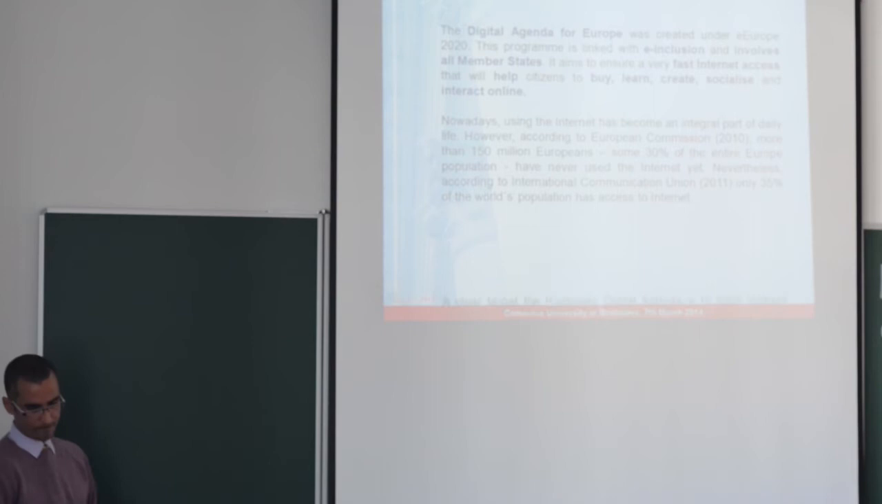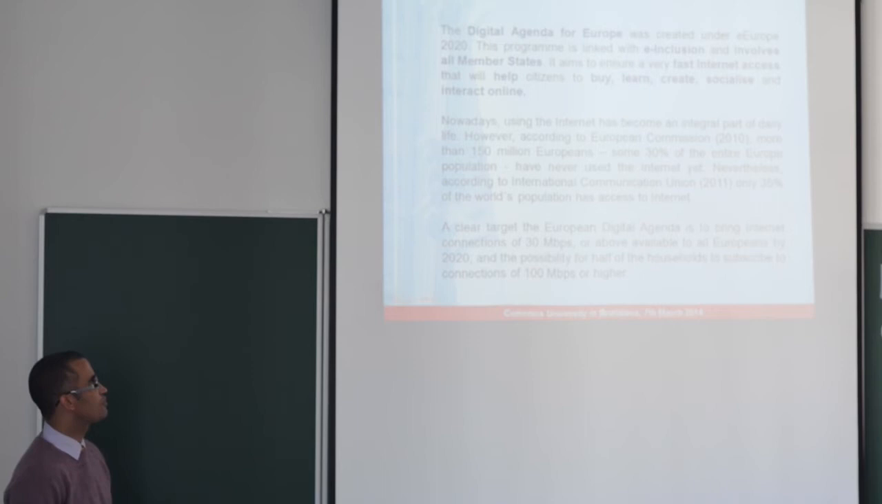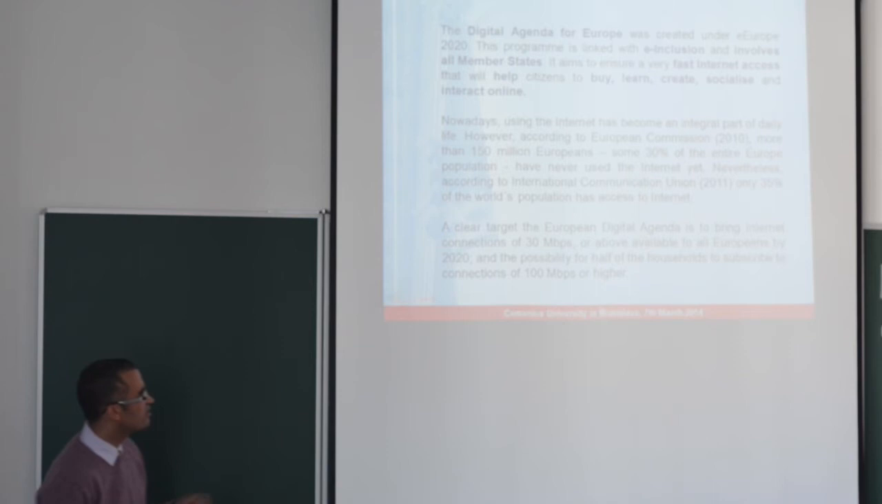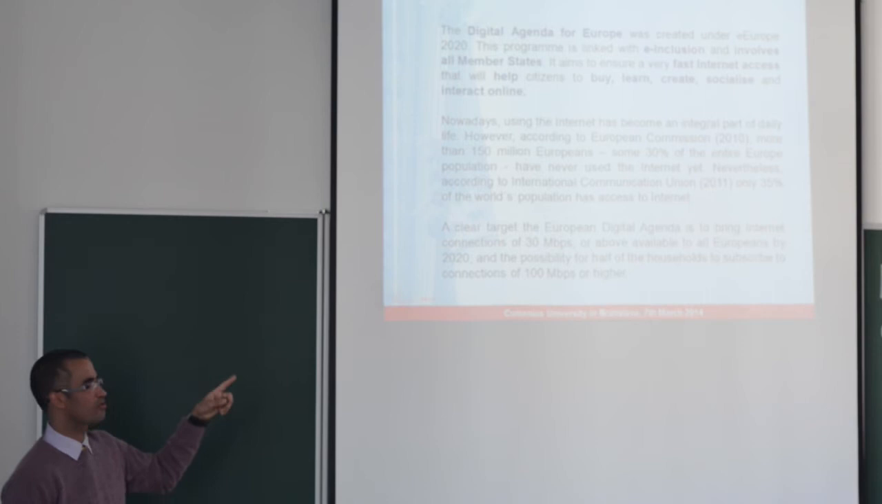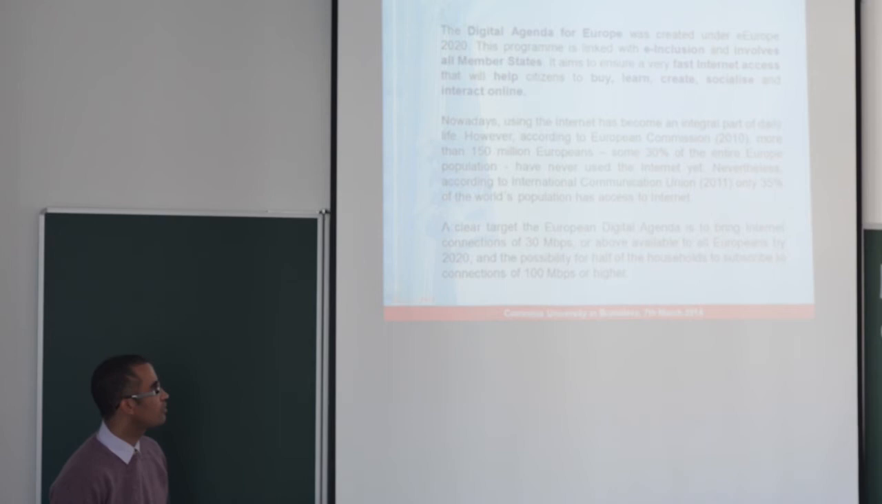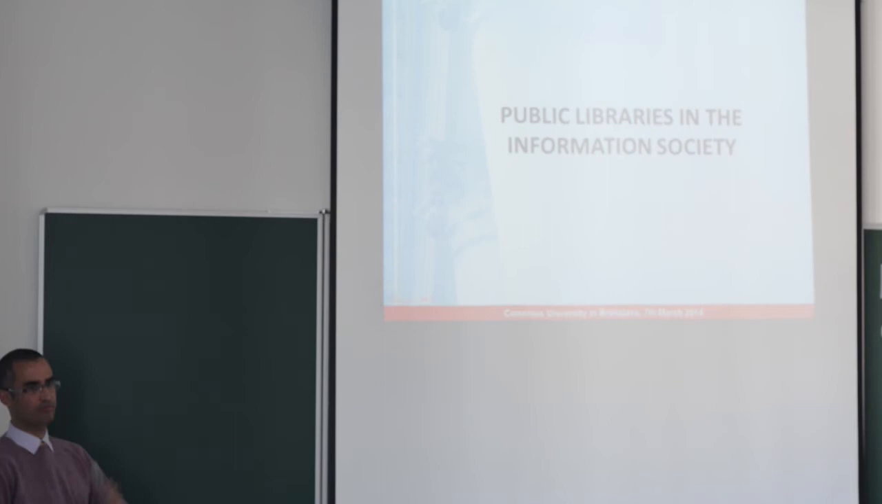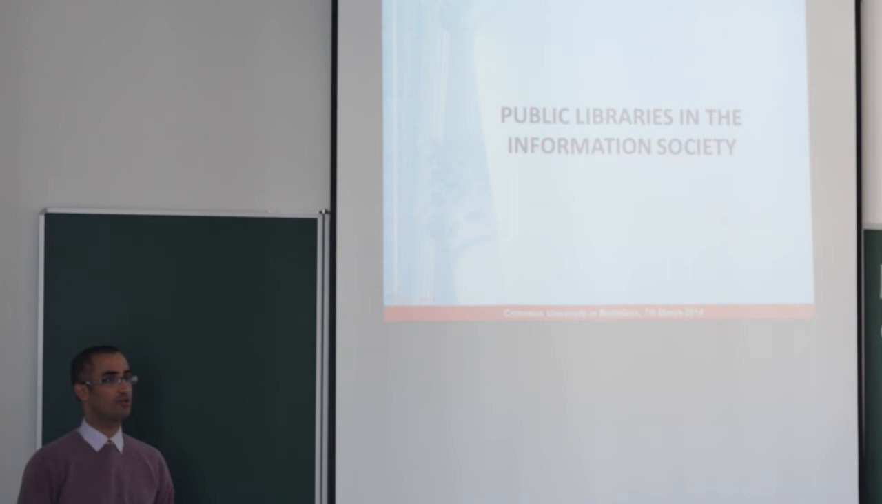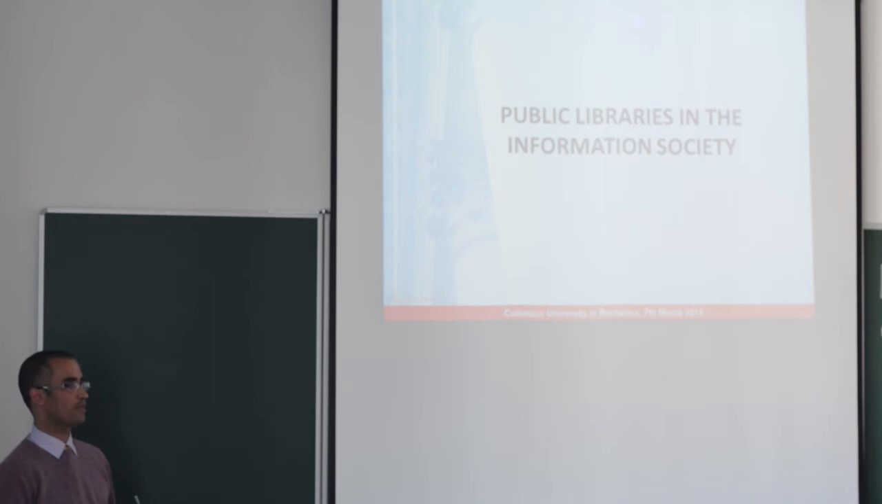A clear target of the European Digital Agenda is to bring internet connection of 30 megabits per second or above to all Europeans by 2020, and the possibility for half of the households to subscribe to a connection. So you can read here. This is more or less what I brought you related to the inclusion policies. It's just brief, because the European Union has taken on a lot of projects through every member state and the Union itself, but I just wanted to show you a part of that.